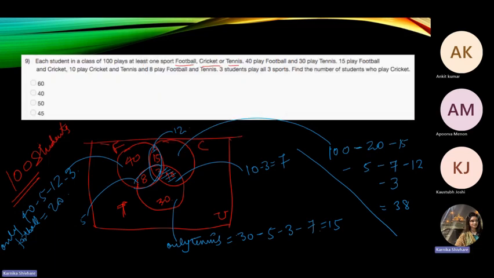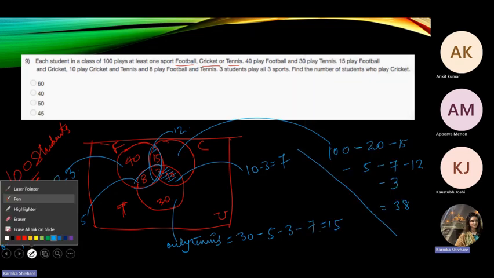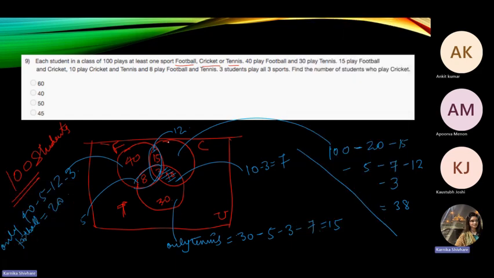Now, what we want, they are asking who play cricket. So who play cricket means this complete region. So how much is that? Cricket is equal to 38 plus 12 plus 5 plus 15 plus 3. This is 15, 15, 30, 35. 35 plus 38.